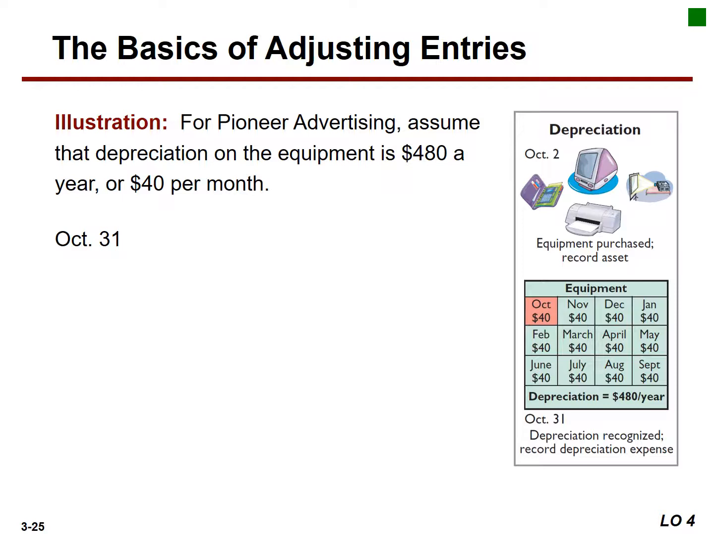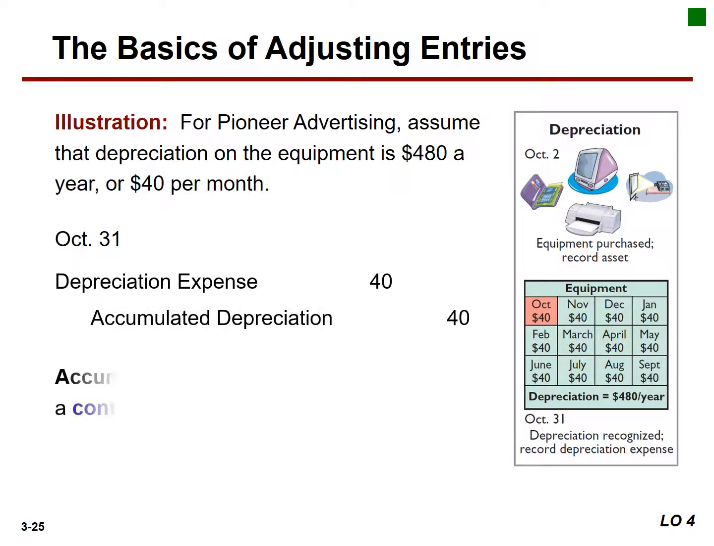In Chapter 9, we're going to talk about how to calculate depreciation, but for our purposes here in Chapter 3 and looking at our adjusting entry, we are given the depreciation information, and it tells us that Pioneer Advertising Agency is going to depreciate their equipment $480 per year or $40 per month. So to record our depreciation, we're going to debit depreciation expense.